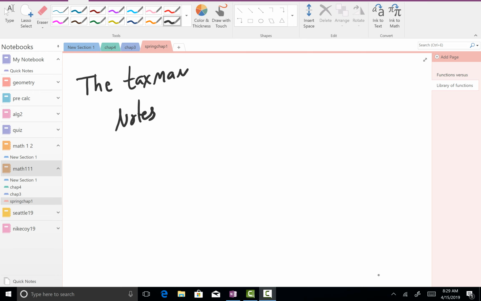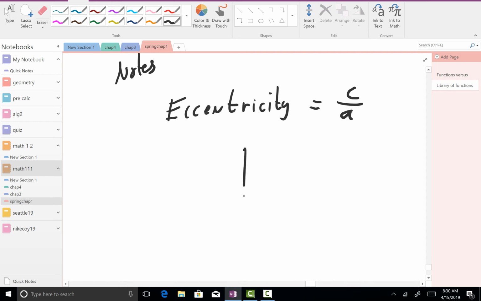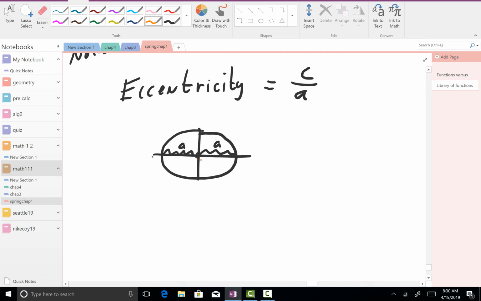Talk about eccentricity. Because we're talking about eccentricity? Yes. It's the ratio of C over A. So remember, A is this distance here on the major axis, from 0, 0, or from the center. Okay, so A is that distance. And C is the distance to the focus point.